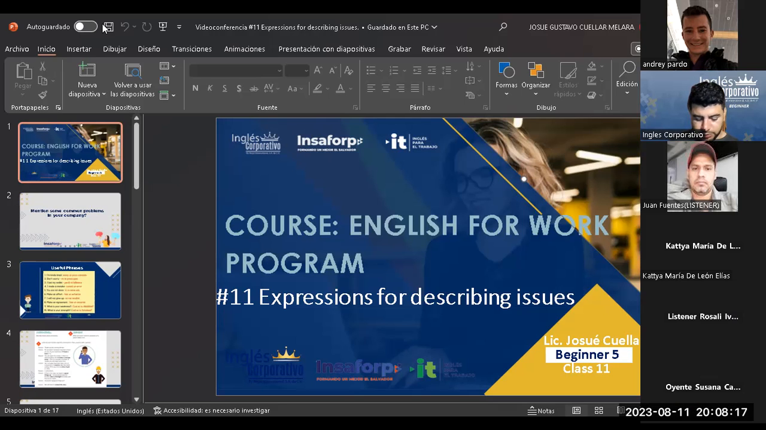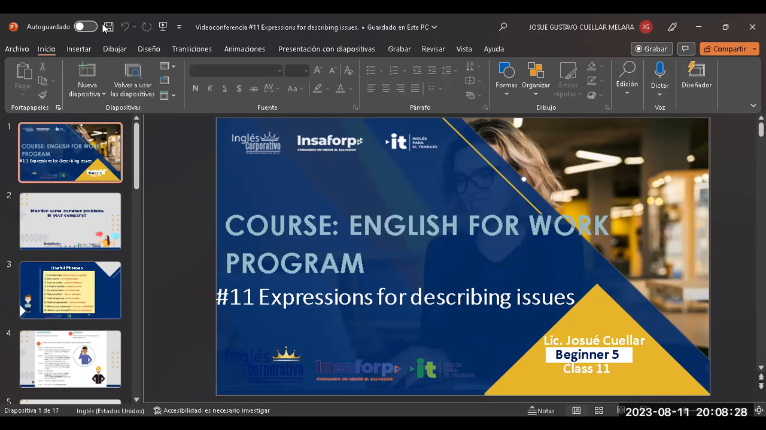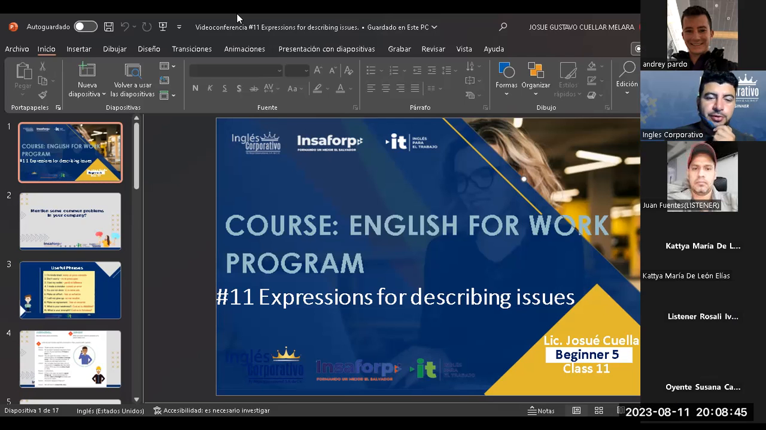Okay, my friends, we're going to start with this class. Welcome to class number 11, part of unit number 3. Unit number 3 is about expressions for describing issues. So this is the third week. It means that after this class, we're going to have 9 classes left. 9 clases más y estamos ya libre. So, expressions for describing issues.